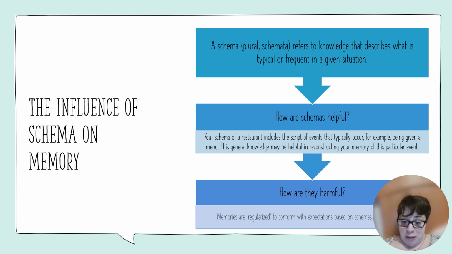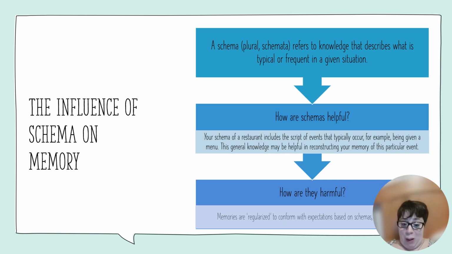So a schema is helpful, for example, because your schema of a restaurant includes the script of events that typically occur. So, for example, you're given a menu, and then you're escorted by the hostess or host to your seat. First, you get your drink order, and then eventually your food comes, and then you eat it, and then you get a receipt and you tip 20%, and then you get up and leave, right?